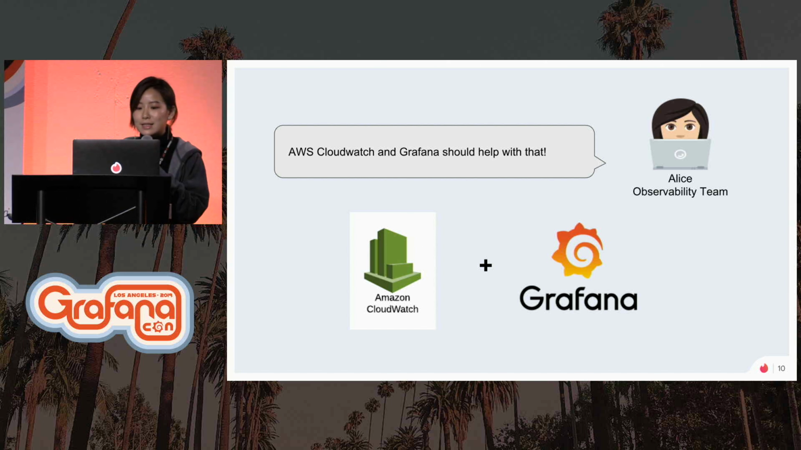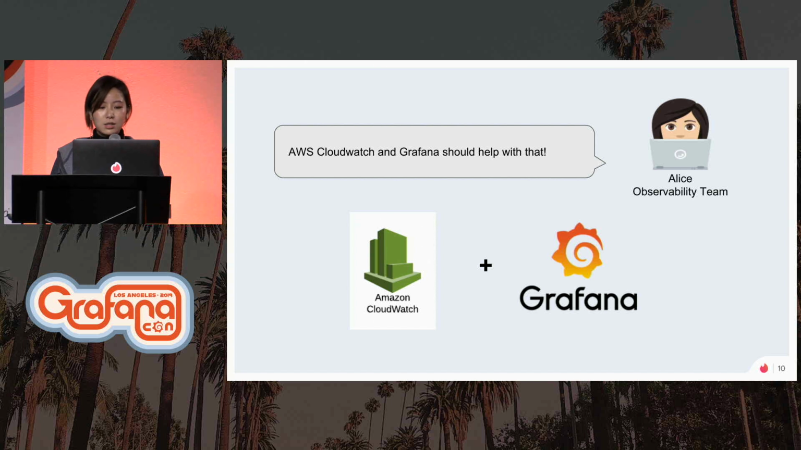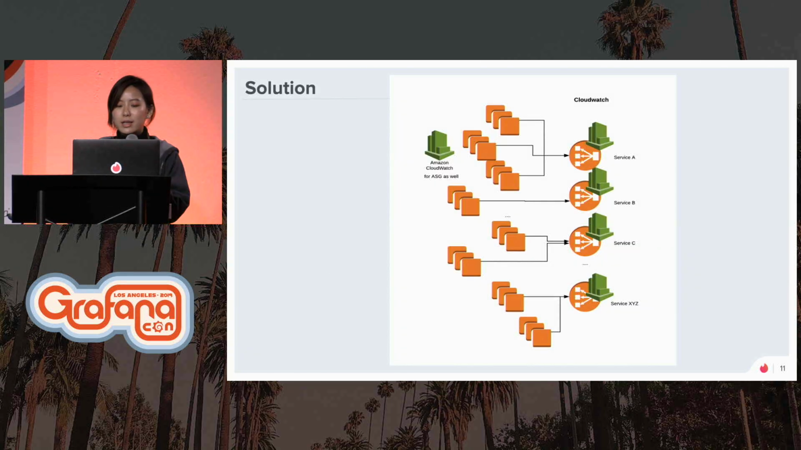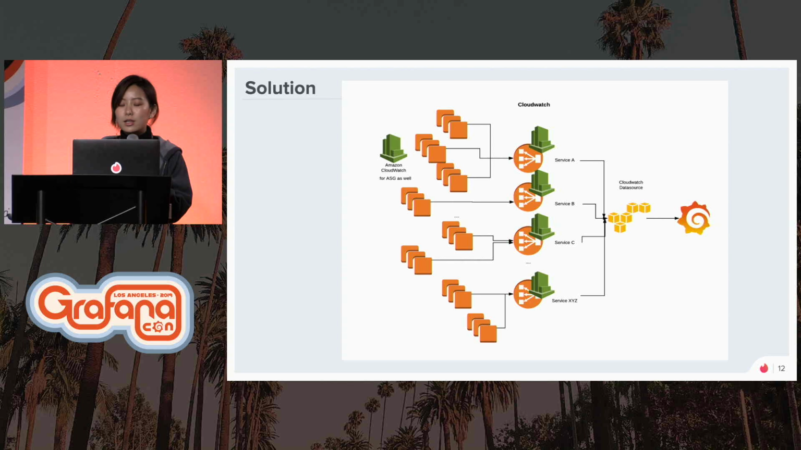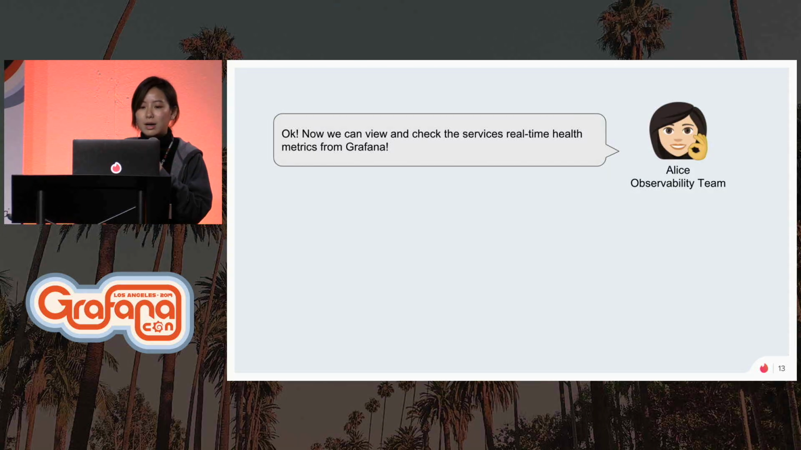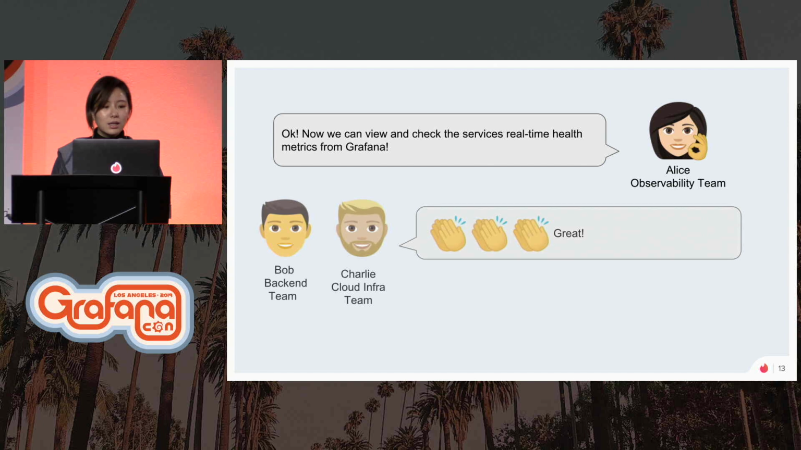So Alice decided that we could just enable CloudWatch on those instances, the ELBs, as well as ASGs, etc. From the Grafana side, it would get the metrics from the CloudWatch data source so that engineers could view and check those metrics from Grafana directly. Then Bob and Charlie were quite satisfied with this.